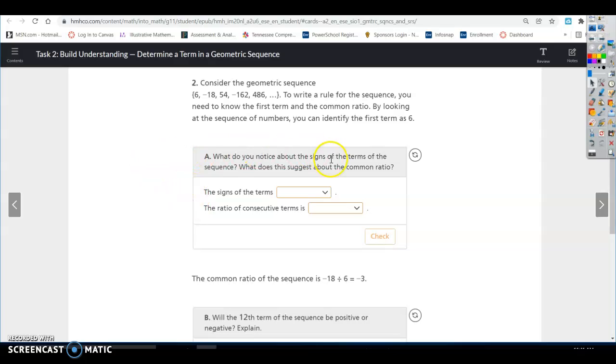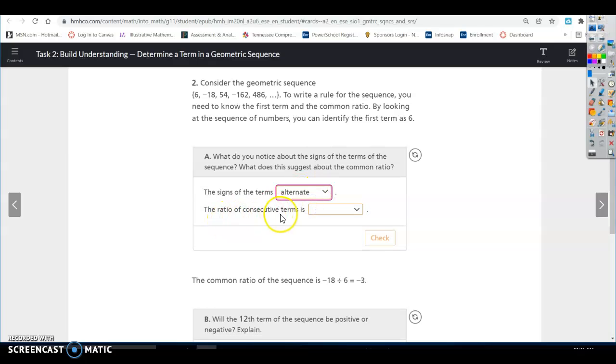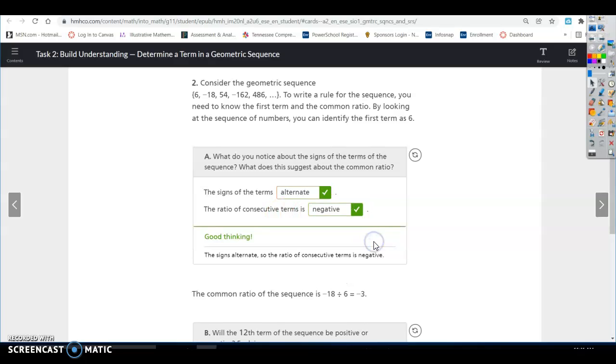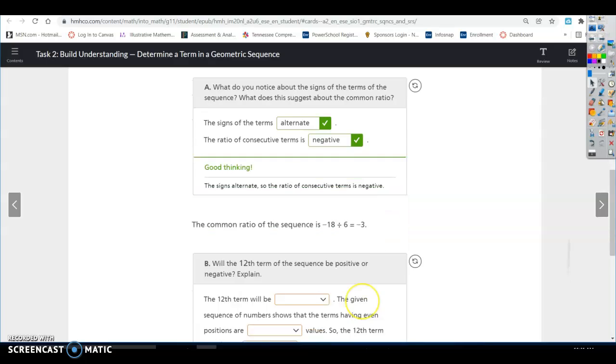All right, so it says, what do you notice about the signs of the terms of the sequence? All right, so the signs are positive, negative, positive, negative, positive. What does this suggest about the common ratio? The signs of the terms alternate, so the ratio of consecutive terms is negative. And I already looked at that and said -18 divided by 6 is -3. So -3 would be your common ratio. So the common ratio of the sequence is -3.